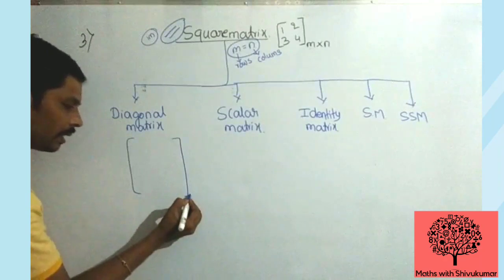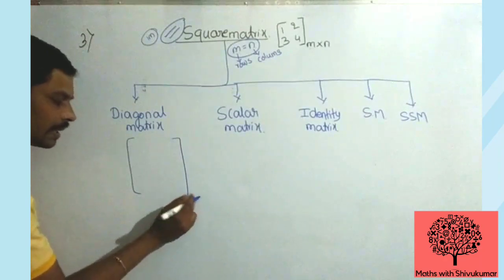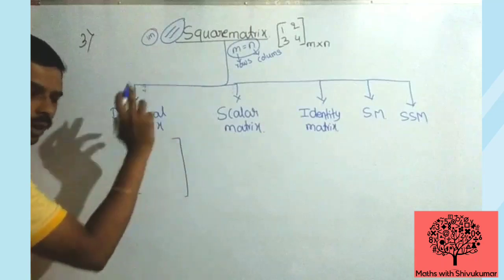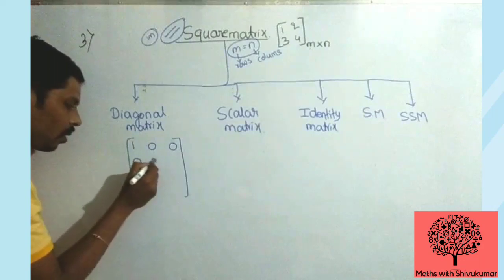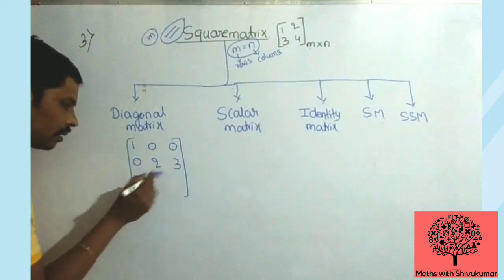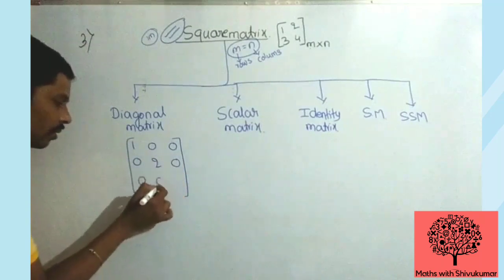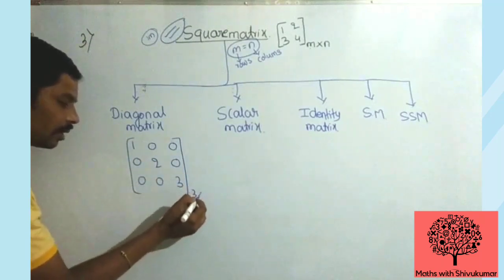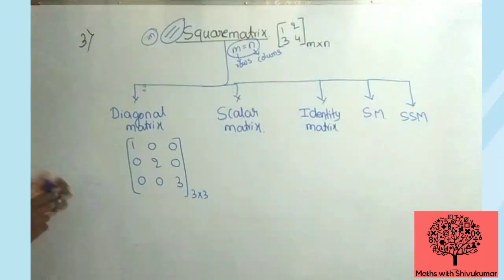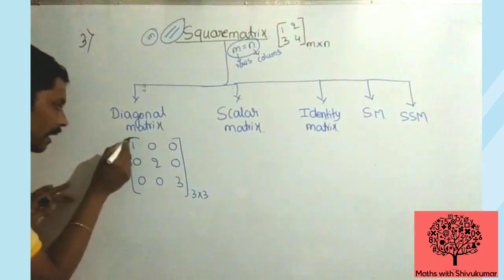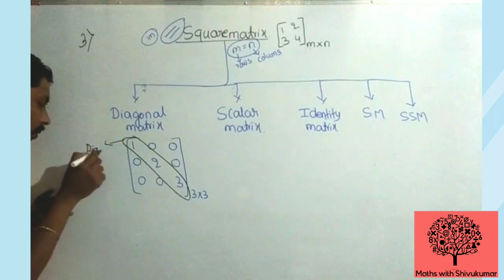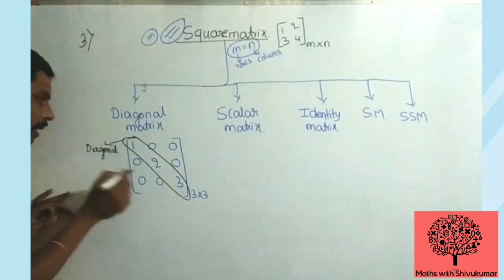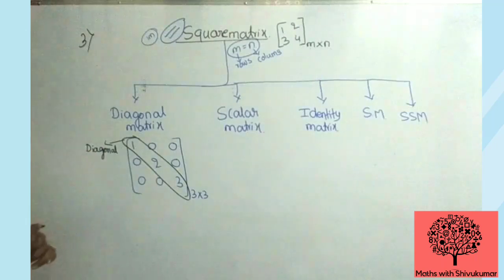So here m cross n means square matrix. m is equal to n, square matrix. So 1, 0, 0, 0, 2, 3, 0, 0, 3. This is a 3 cross 3 matrix. You can write 4 cross 4, you can write 5 cross 5, anything. Now the observation is, these elements are called, students, diagonal elements. Remaining elements are called non-diagonal elements.